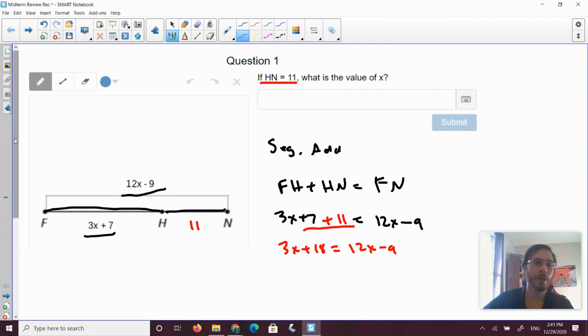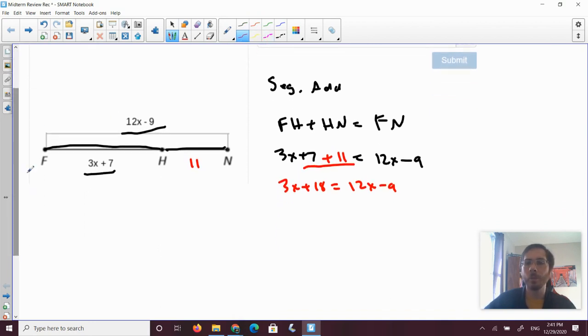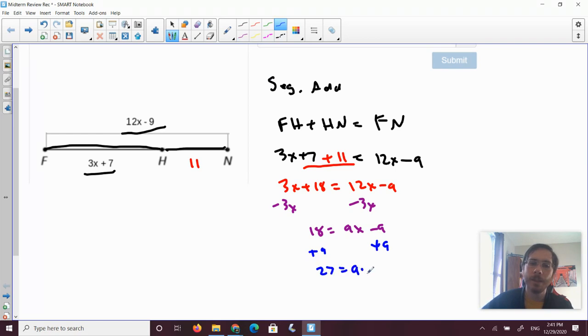I'm going to do these ones all algebra style, just because it's a couple more steps to show. I've got to get the x by itself, so I'm going to subtract 3x on both sides. So I get 18 equals 9x minus 9. I have to add 9 to both sides, so I get 27 equals 9x. And then at the very end, I have to get the x by itself, so I divide both sides by 9. So I get 3 equals x.